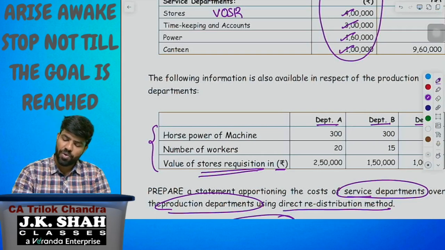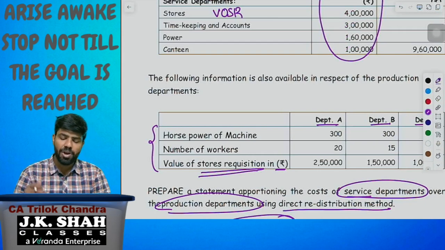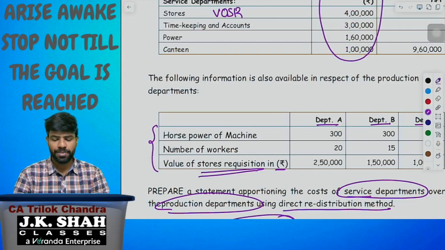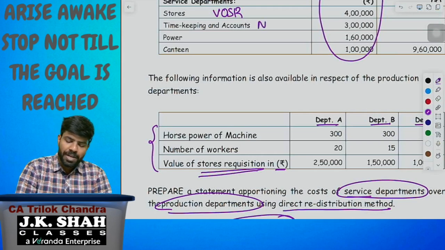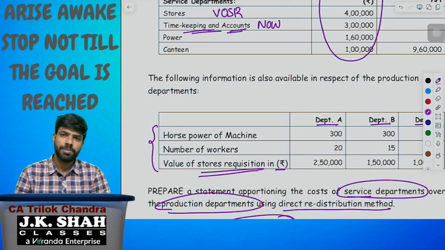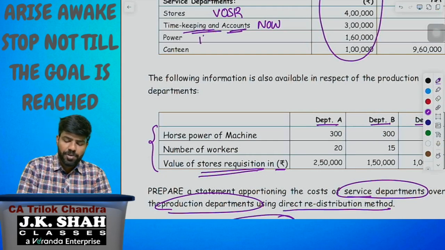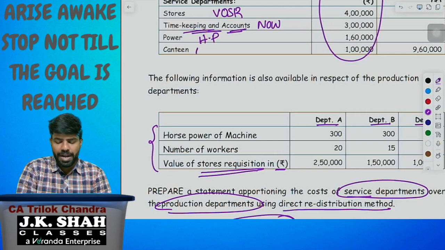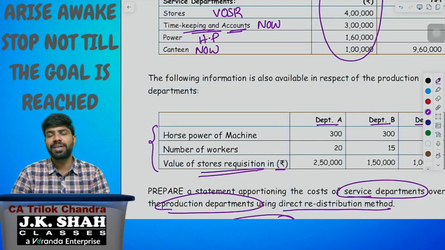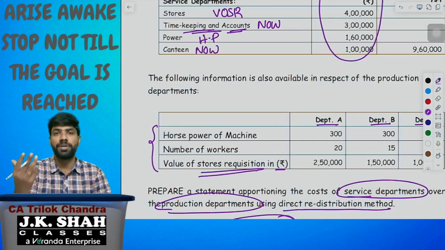The stores cost of 4 lakh rupees will be apportioned based on the value of stores requisitions. Timekeeping and accounts will be apportioned based on the number of workers. Timekeeping and accounts is basically payroll, and the payroll department depends upon the number of workers. Next, power will be apportioned based on horsepower. Canteen depends upon the number of workers, since the canteen is there for providing food.